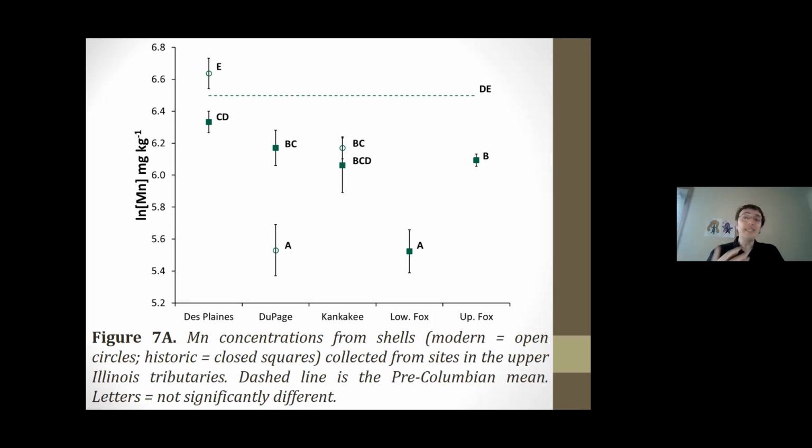We were predicting that we'd see higher levels of these trace elements in the mid-20th century, prior to the Clean Water Act, prior to decreasing some of these contaminants in the environment. And at Des Plaines, manganese was increased over the historic shells, whereas at DuPage River, it was significantly decreased, and at Kankakee River, there was no significant difference.